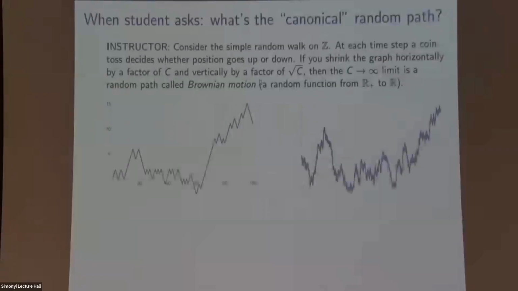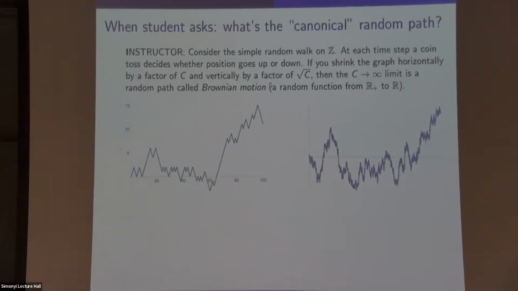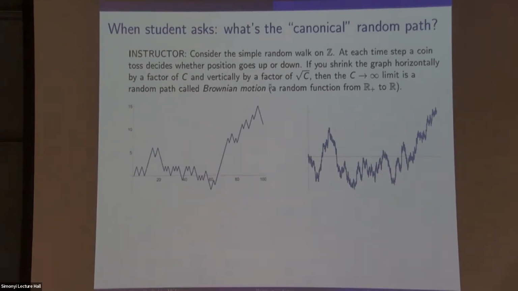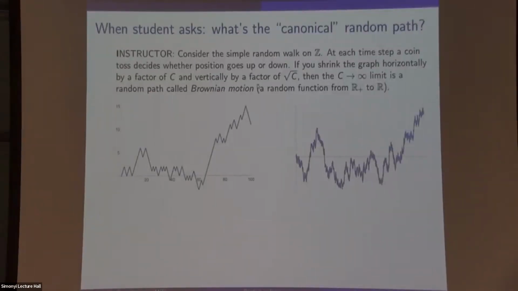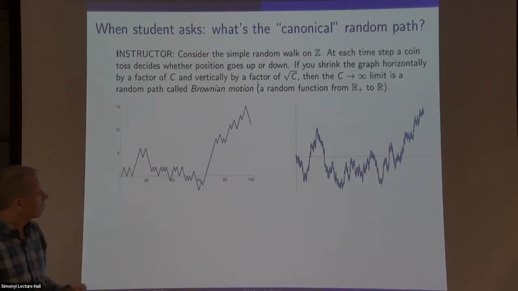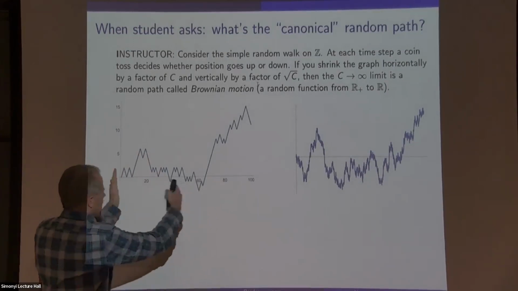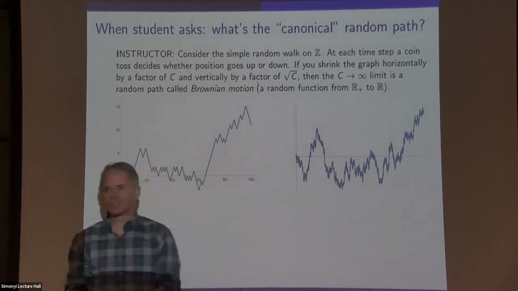So the story I start with is: imagine a student asks you, what is the canonical random path? And everyone here would have a good answer for that. There's one random path that's more special than all the others, Brownian motion. You'd say, well, consider the random path on Z where at each step you toss a coin to see whether you go up one or down one. And you have a sequence of coin tosses, and you just draw a graph like this, and then you take a limit where you scale by C in this direction and root C in this direction, and the path you get in the limit is Brownian motion.